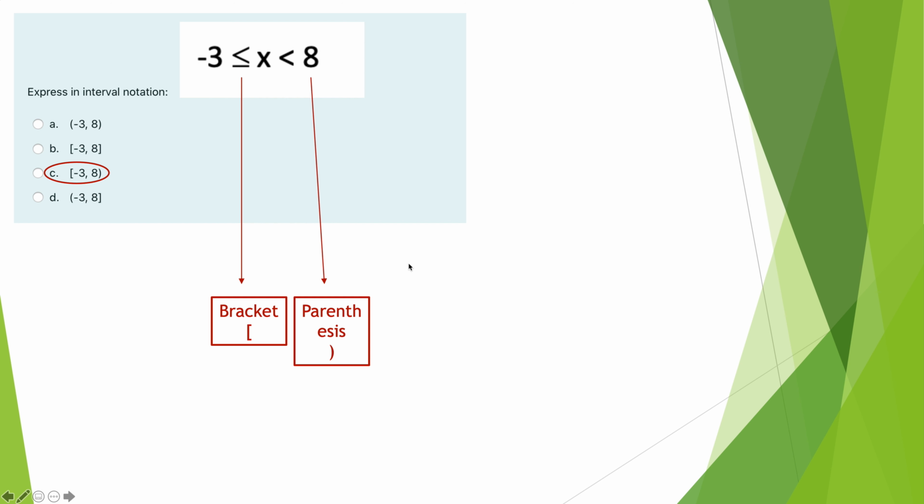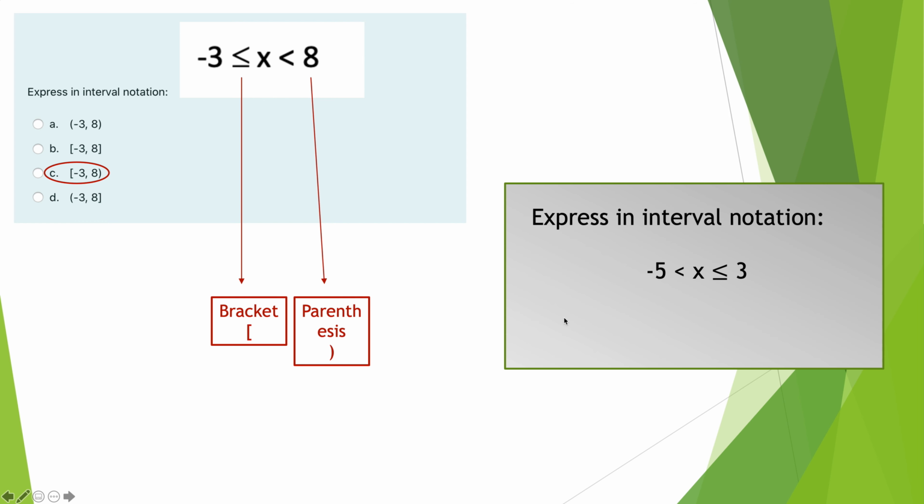Not like a whole, I think 3 kids in the class missed this question, but we want to make sure that we don't miss it after today. So here's one for you to do. Ready? Express in interval notation. Go ahead. What's the correct solution? It's not multiple choice, so just write out the answer.